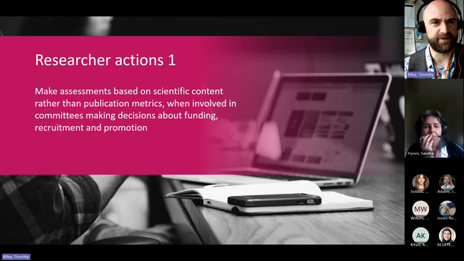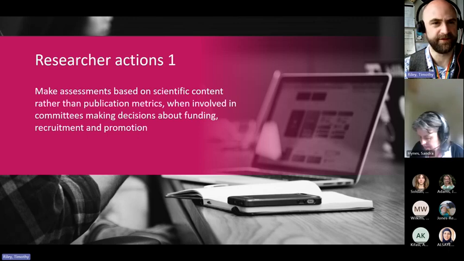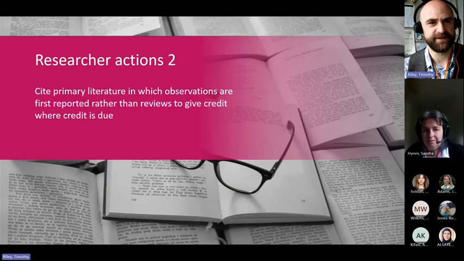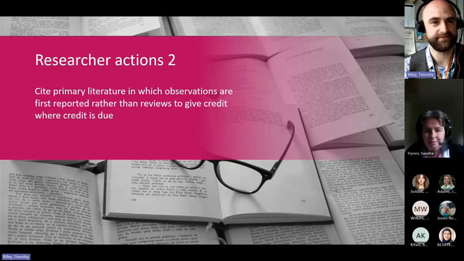We've only got like a minute or so left, so if we quickly run through these, there are different things that we can do as researchers as well. So I'll just quickly flash these up on the screen. These are on the website as well. There are some links I can give you to read about this from our open research pages. But yeah, making judgments based on scientific content rather than relying on metrics, particularly around decisions around funding, recruitment and promotion. Something else that we do is to cite primary literature to make sure that people are getting the credit where it's due for the research that they've done.